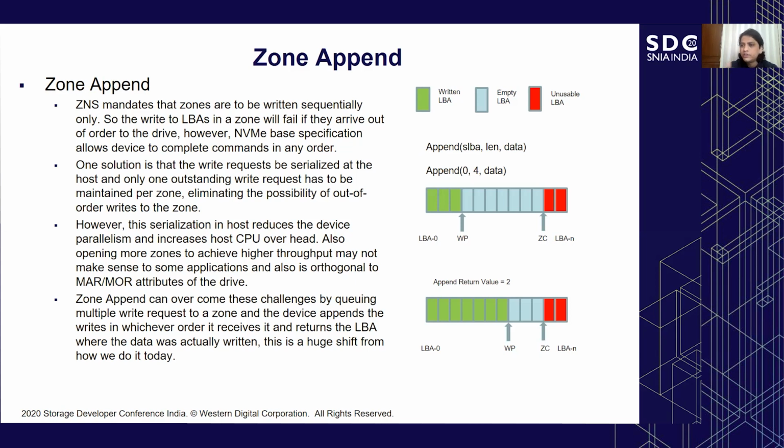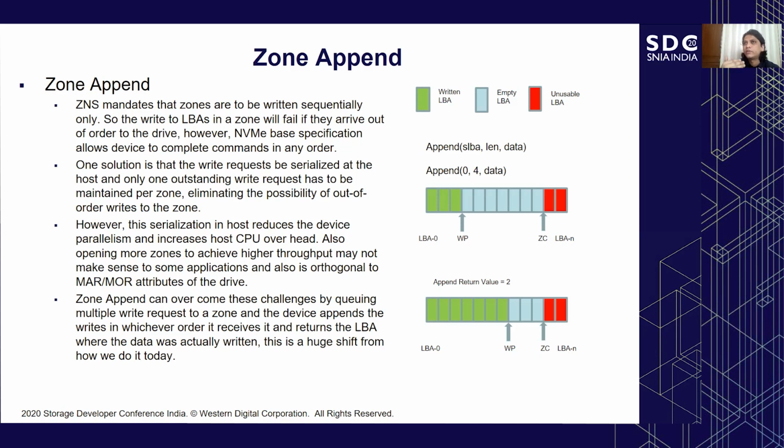All this is while trying to do normal writes. However, zone append can overcome these challenges by queuing multiple write requests to a zone, and the device appends writes in whichever order it receives them, and it returns the LBA where the data was actually written. This is a huge shift from how we do it today. So what we are proposing here is, now you send a bunch of write requests, but the requests are not sent to LBA 0, 1, 2, 3, 4, 5 anymore.